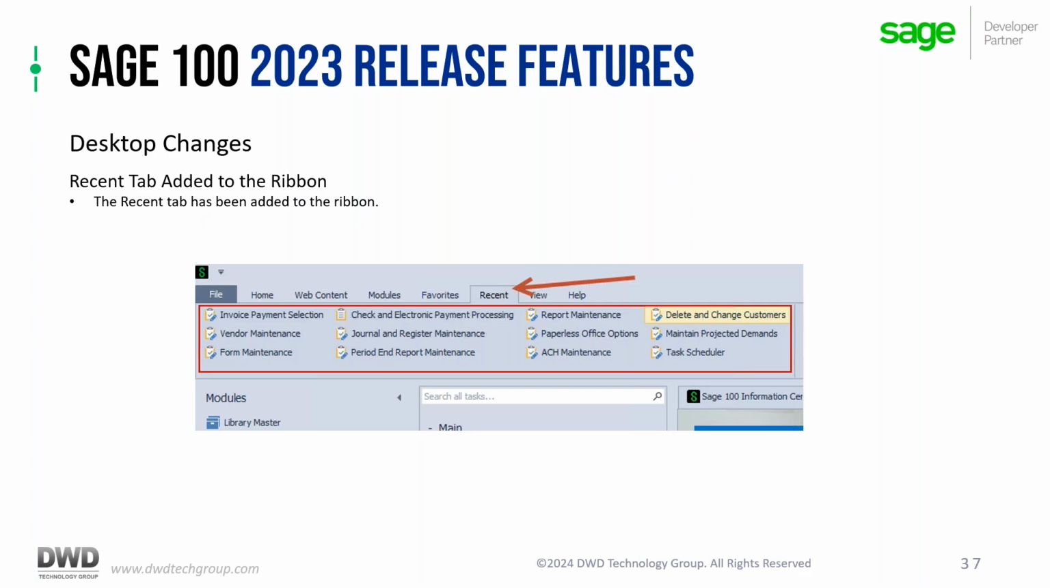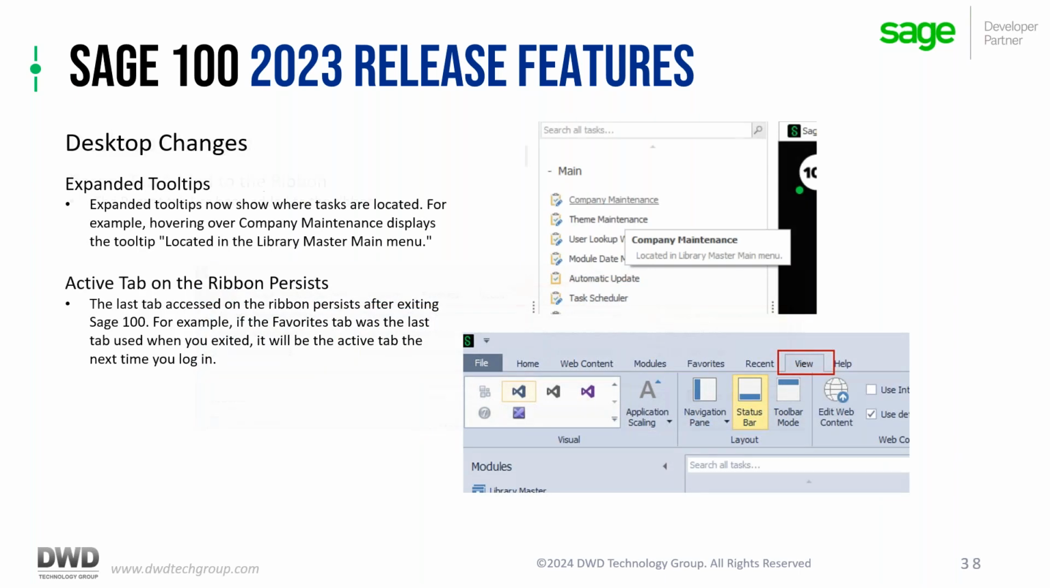Recent tab added to the ribbon. At the top of Sage 100, if you go to different screens, there's a tab now you can go to, and it shows you the last ones you've been on, right? Somewhat useful, it just depends. A lot of people use favorites, so you don't see a lot of recent being used, because they keep going to the same screens over and over again. But they did add the recent in there.